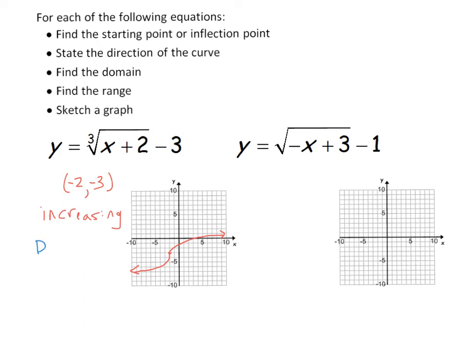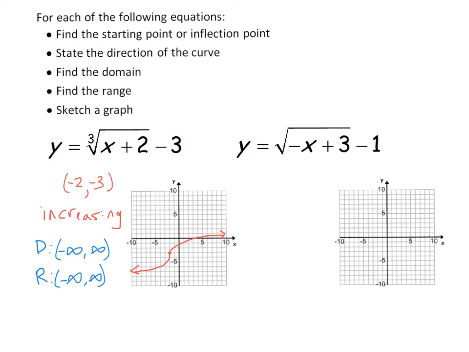Again, as we mentioned on the previous screen, the domain and the range for this function, because it's going left forever and down forever and up forever and right forever, is pretty straightforward. -infinity to infinity for both.